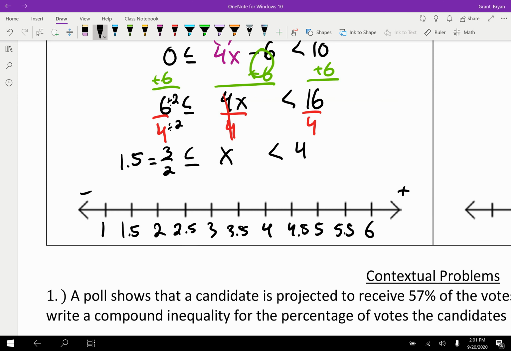Negative 1.5 is one starting point, and 4 is the ending point, I think. Can we be equal? Well, yeah, x can be equal to this one, so closed circle. We can't be equal to this one, so open circle. X is greater than 3 halves, so that's this way. But x also has to be less than 4 at the same time. And so I think we can fill these two in and say we have our graphed solution. Last one.